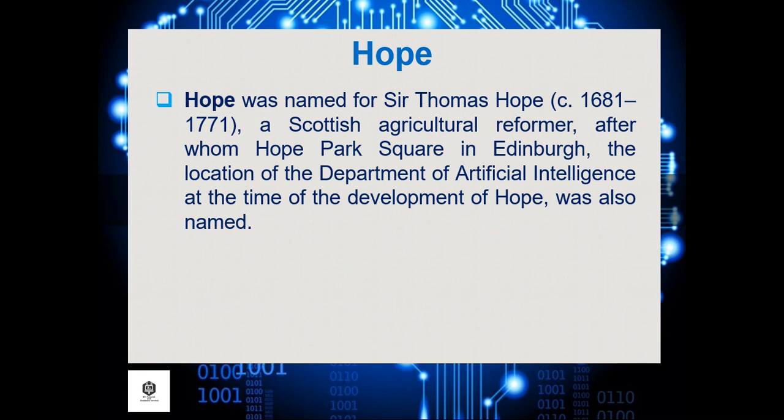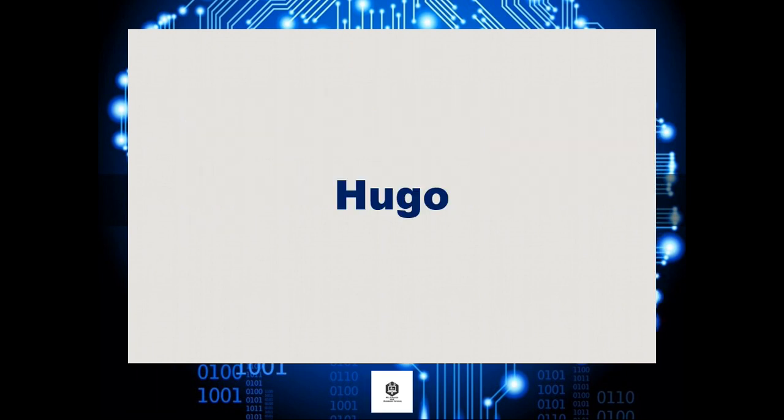Hope was named for Sir Thomas Hope, 1681 to 1771, a Scottish agricultural reformer after whom Hope Park Square in Edinburgh, the location of the Department of Artificial Intelligence at the time of the development of Hope, was also named.